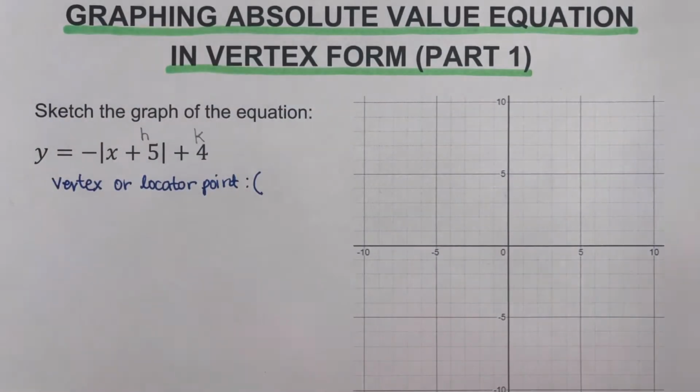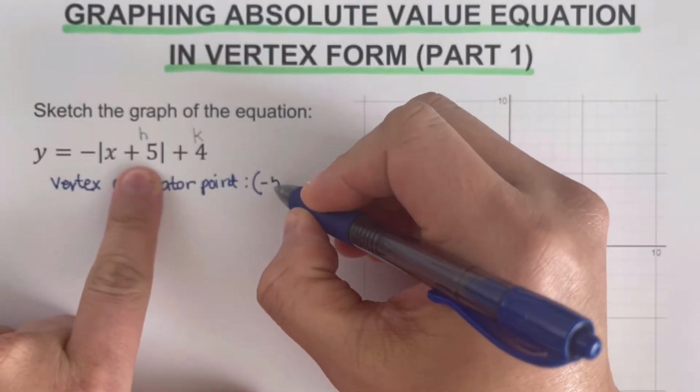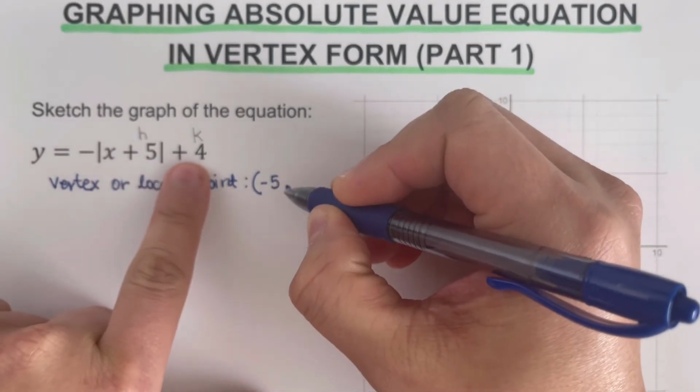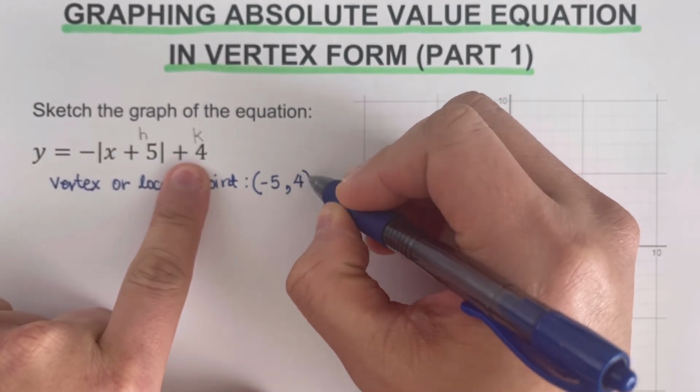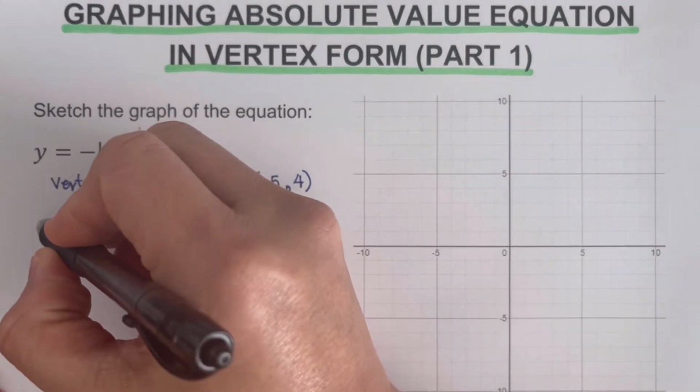Now the rule, so it's easy to determine the locator point, is a trick. You switch the sign of this, so it comes out -5, and keep the sign of this, which is +4. So our vertex or locator point is at (-5, 4). The second step is to create and complete the table of values. I'm going to draw the table of values down here.